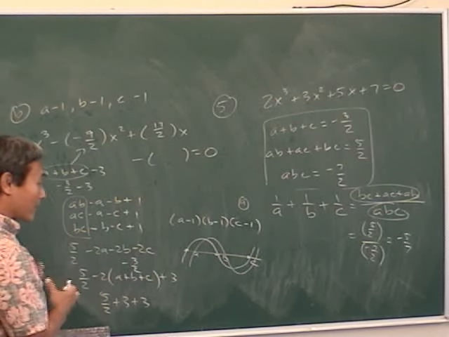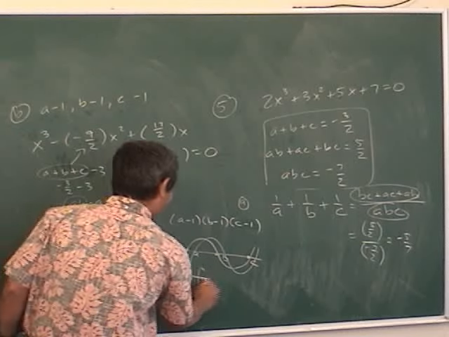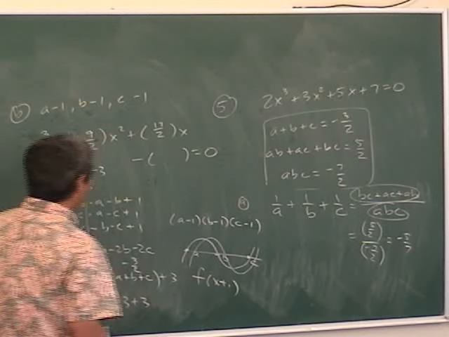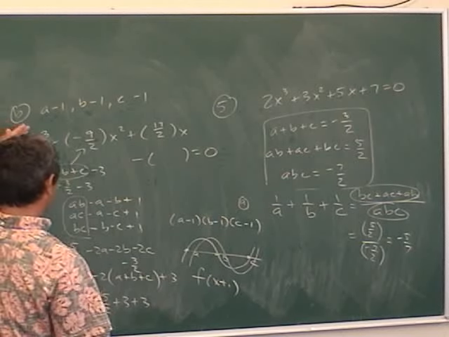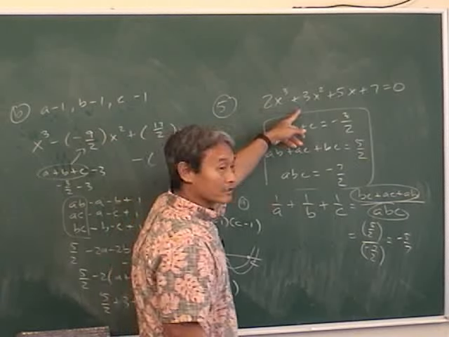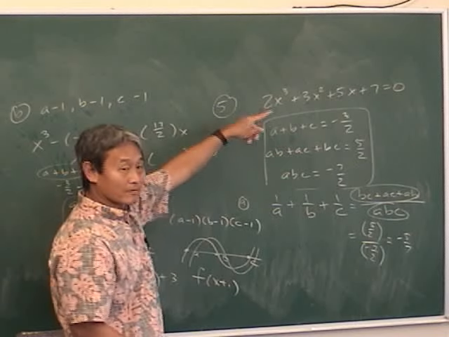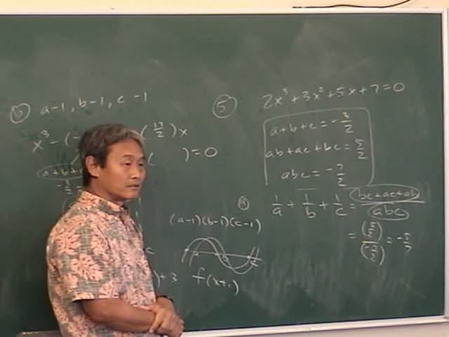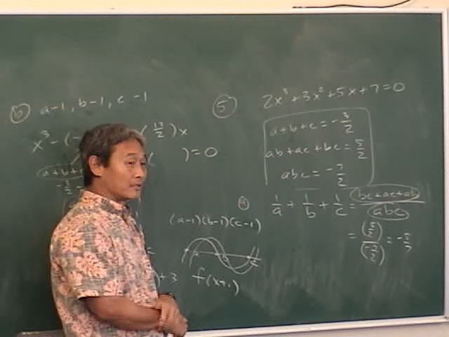How do you shift the graph 1 to the left? f of x plus 1. So all you have to do, where's the original equation? Oh, right here. This is the original equation. All you got to do is substitute x plus 1 for x, and that's your answer. But you got to know that, though.